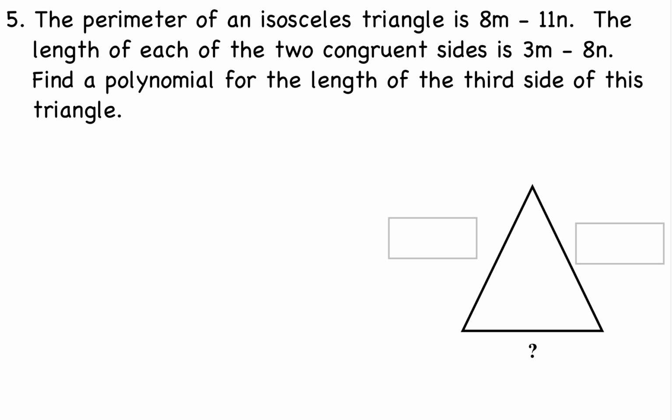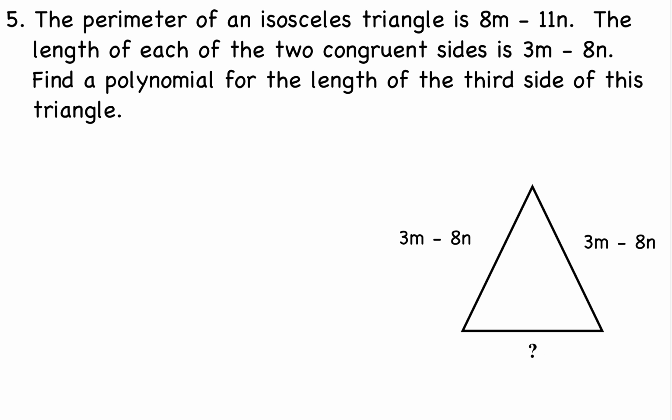Our last line here says the perimeter of an isosceles triangle is 8m minus 11n. The length of each of the 2 congruent sides is 3m minus 8n. Find a polynomial for the length of the third side. So first of all, the 2 sides that are congruent, meaning the same length, are 3m minus 8n. We want to find an expression for this third side.